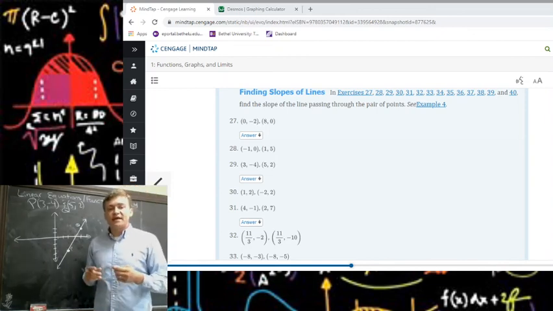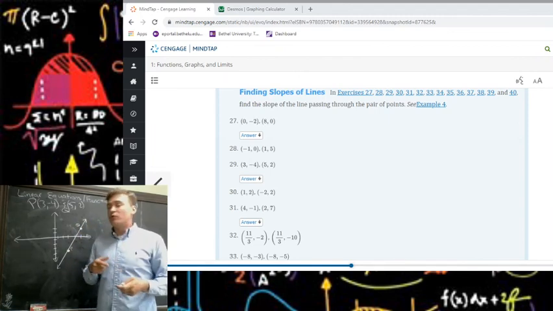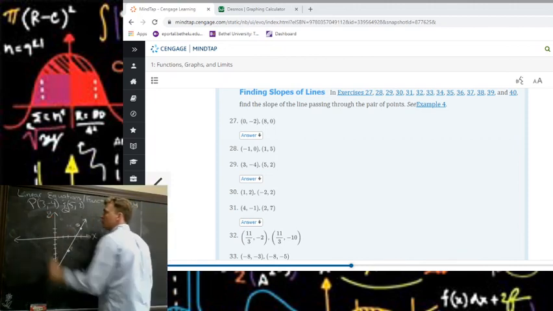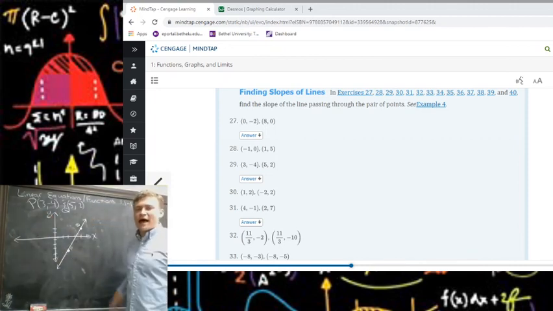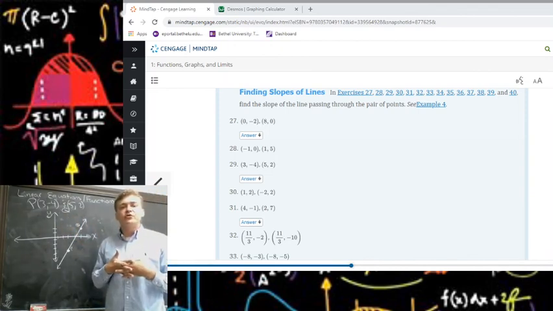Remember that the slope is saying how is one variable changing with respect to the other. In other words, we have 2 variables here. We have the X variable and we have the Y variable. How are they changing with respect to one another? How can you compare 2 numbers?